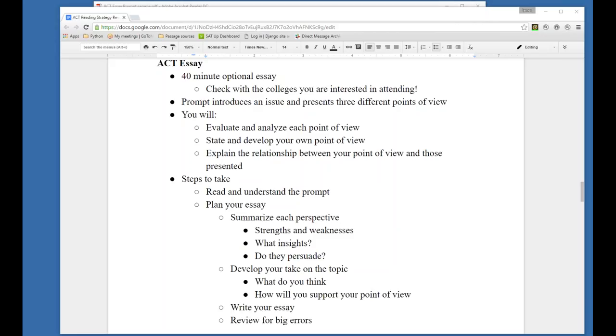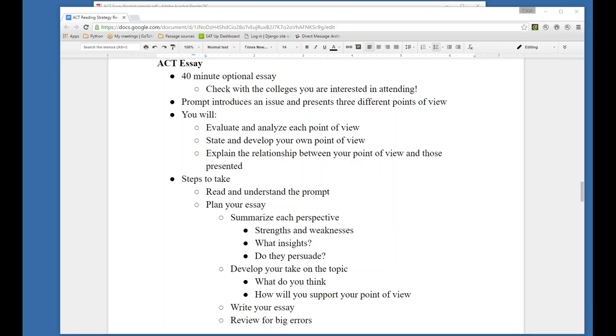It is optional. And some of you won't be taking it. Some of you won't be writing it. Some of you will be writing it. Make sure that you check what the policy is at the college you are hoping to attend and the ones you are applying to. Some schools require a writing sample, either an SAT essay or the ACT essay. If your school requires it, make sure that one of the times you take one of the tests, you write an essay.